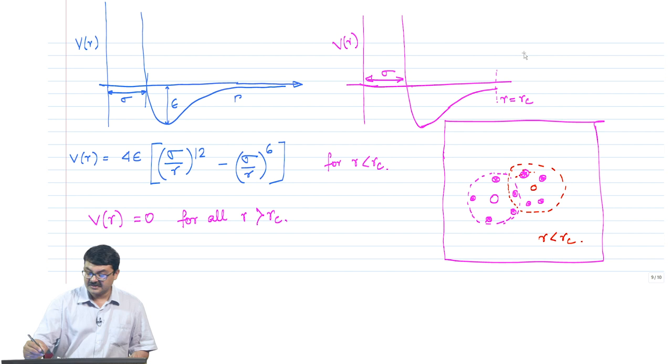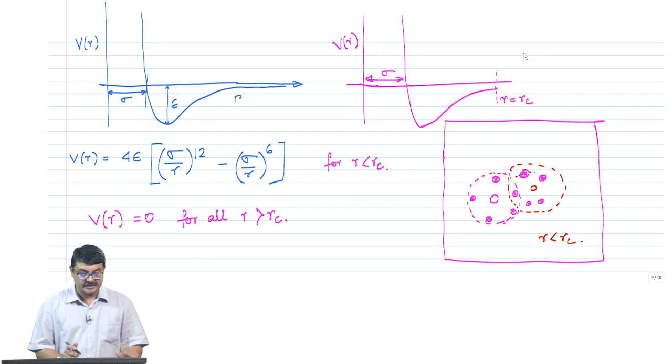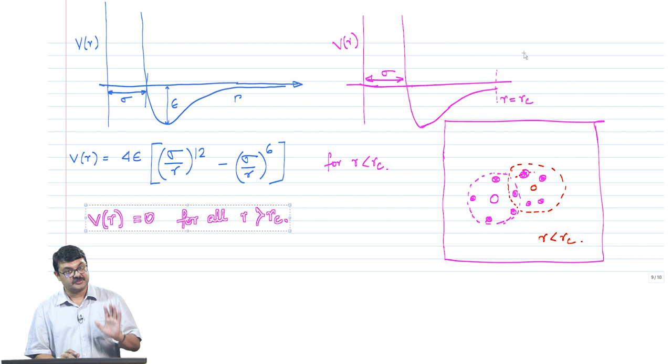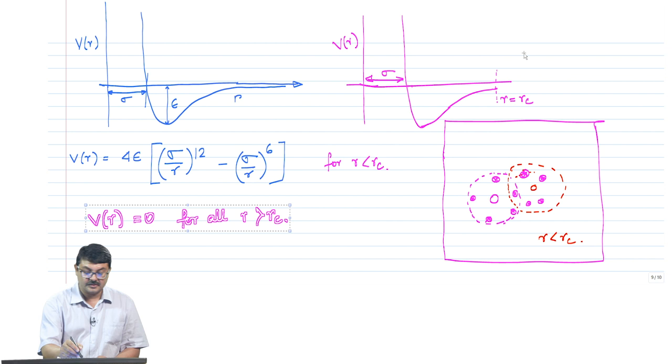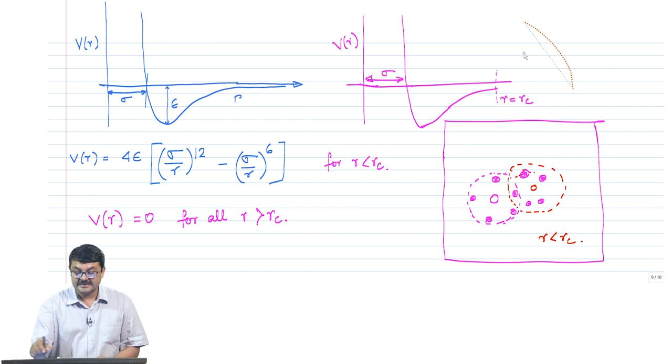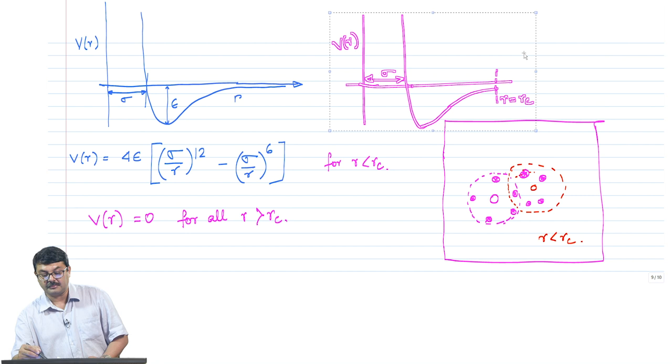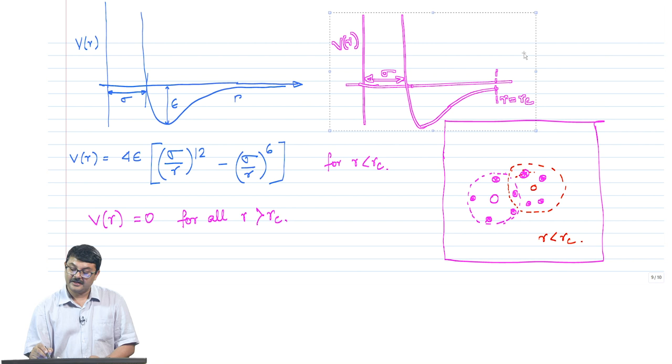You set the potential completely equal to 0. So here the strongly repulsive interaction stays, the weak attractive part of the interaction stays, but at R greater than RC, instead of the regular Lennard-Jones, you have essentially a modified Lennard-Jones, so that you say that V of R beyond a certain cutoff distance, RC, that is why there is an R subscript C there, is equal to 0. It is set to 0.